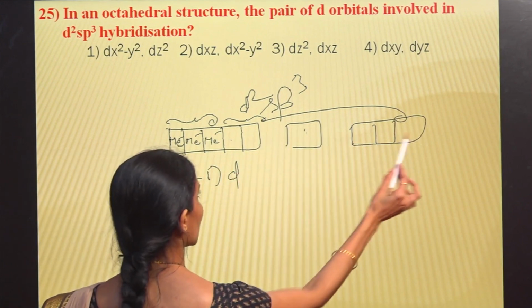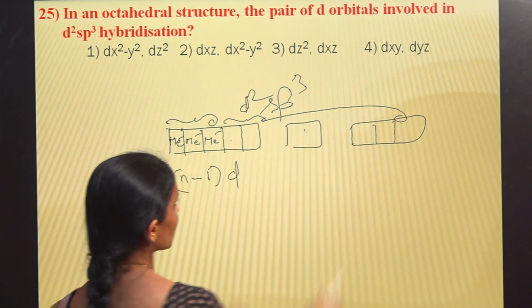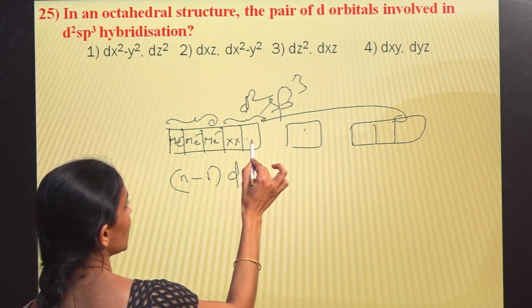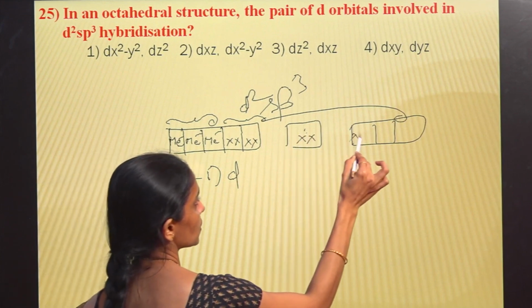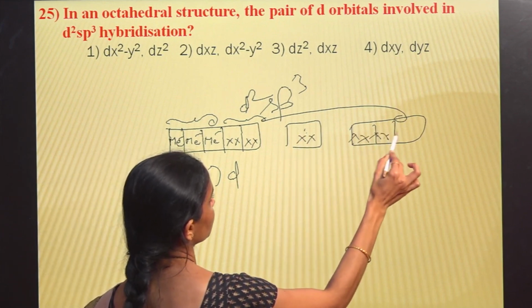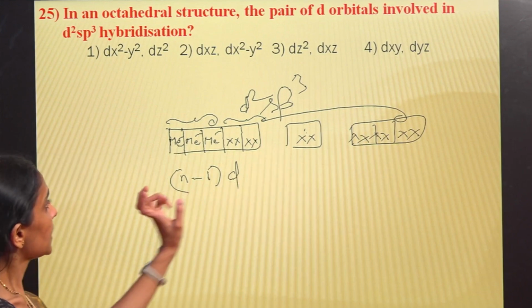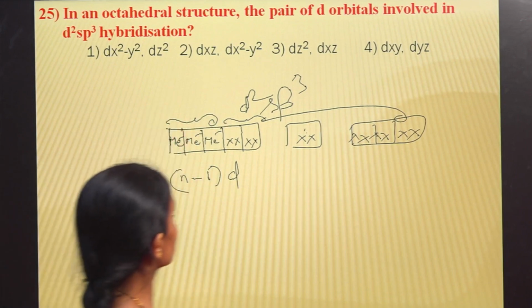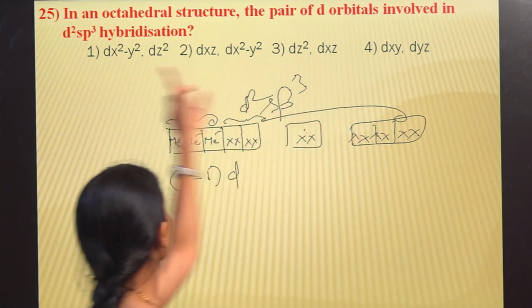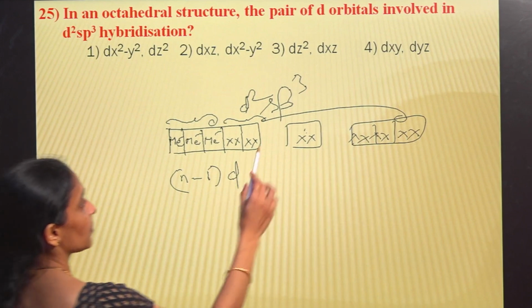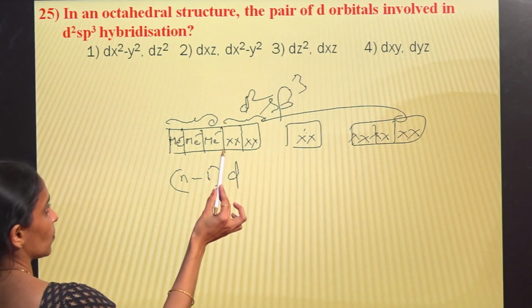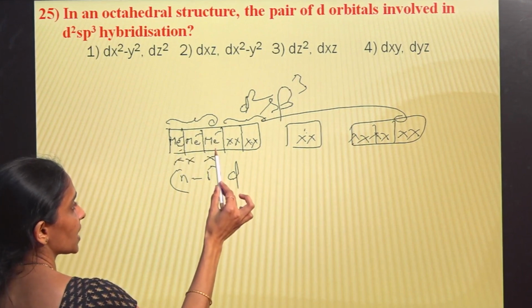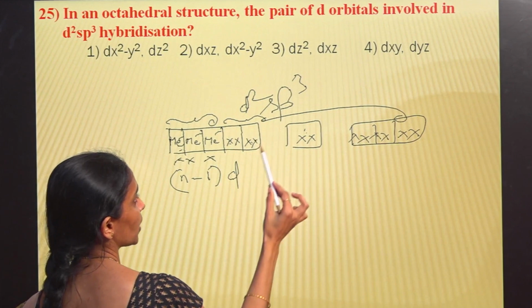These hybrid orbitals, D2sp3 looks like this. Which electrons will be in these hybrid orbitals? There will be ligand electrons coming from the ligands. Is it not? So now, the question is, in an octahedral structure, the pair of d orbitals involved in the hybridization. Which ones are involved in hybridization? These two, correct? Not these three. These three are not involved in hybridization. Instead, these two are involved in hybridization.